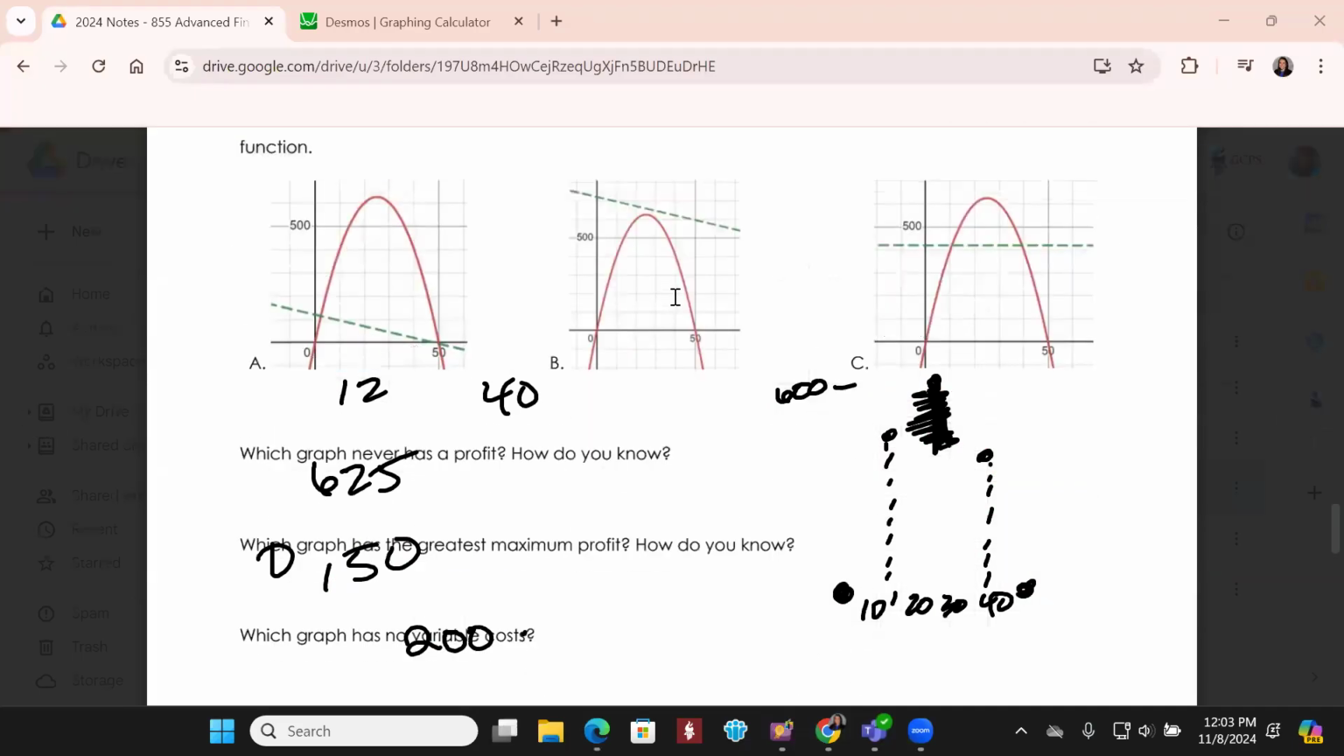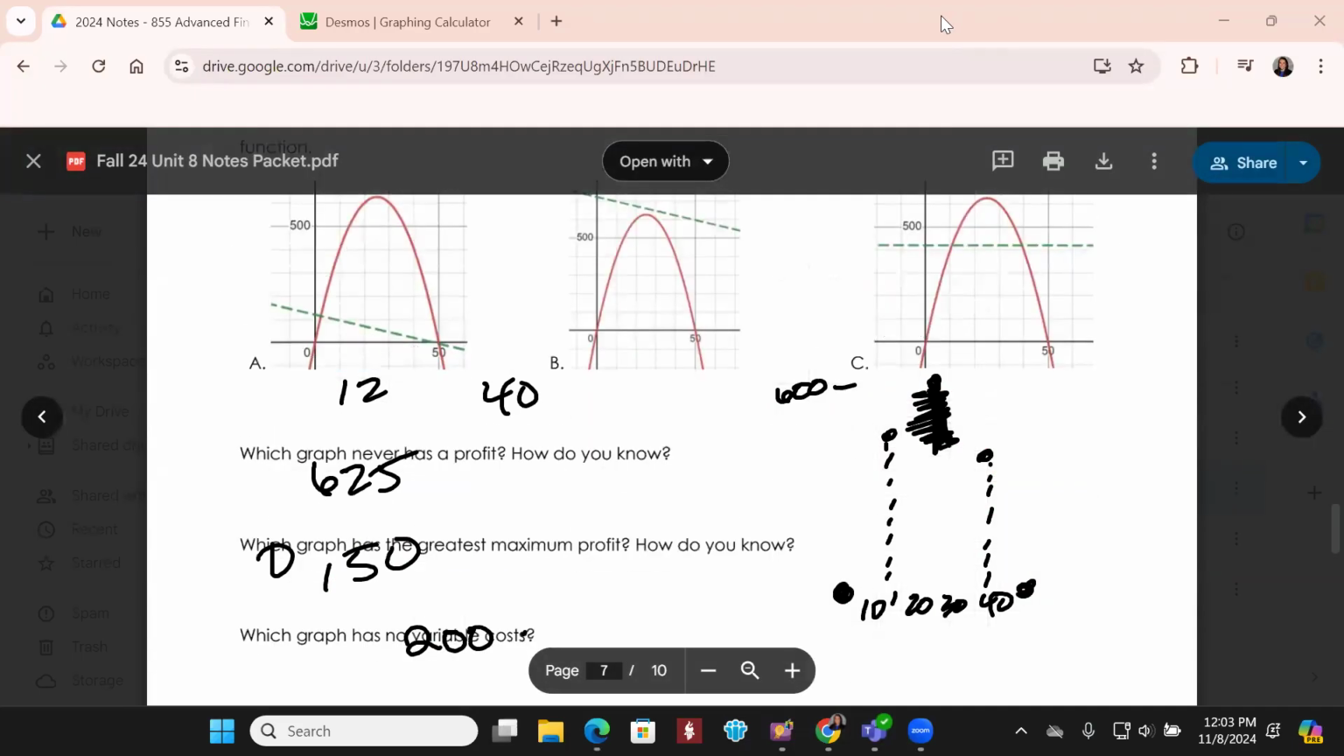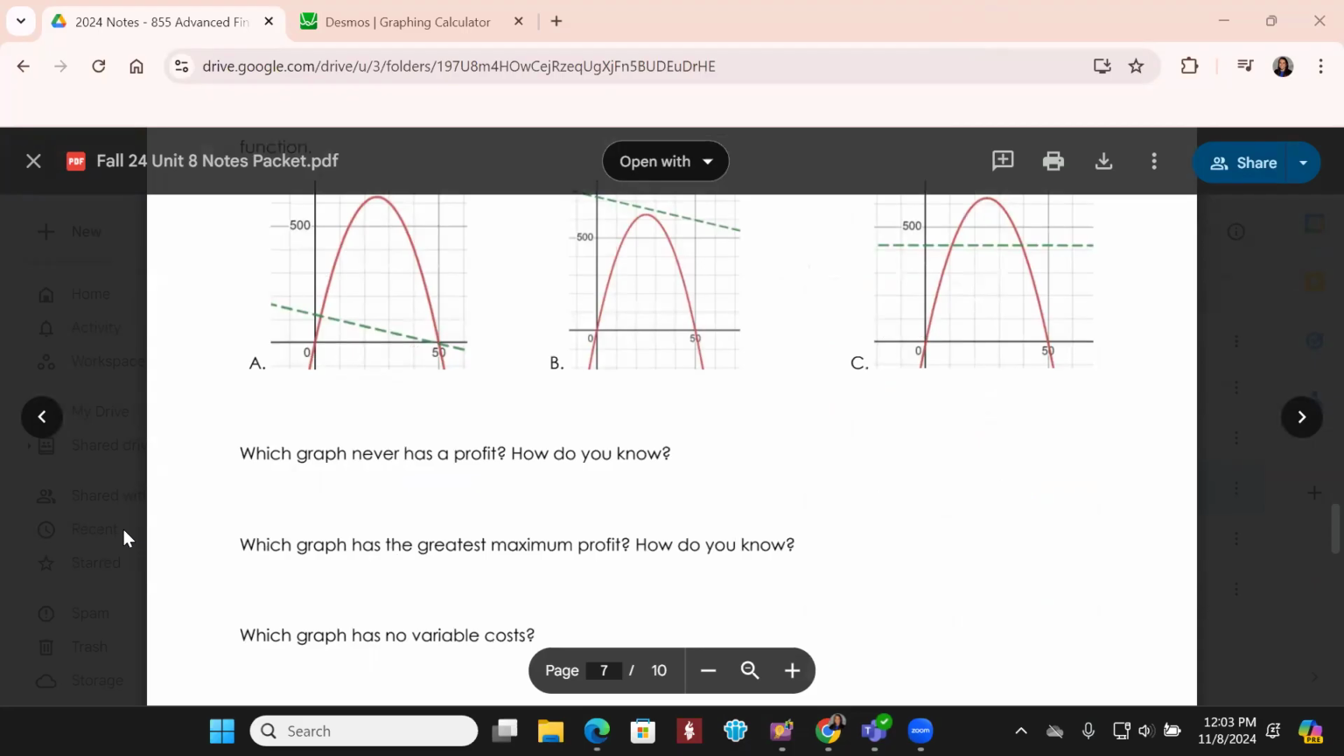Okay, these three graphs. Which graph never has a profit? So which one doesn't have above the x-axis? I'm sorry, which one never has a profit? Doesn't have revenue over the cost. So cost is the straight line, revenue is the curvy line. So B never has a profit because revenue is never over cost.